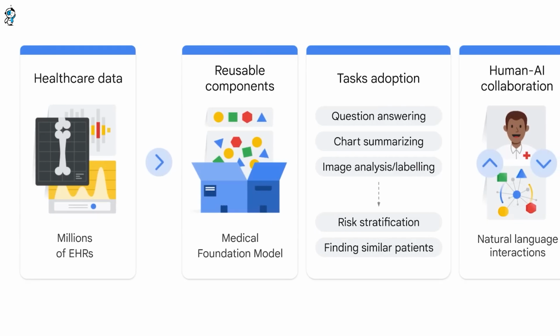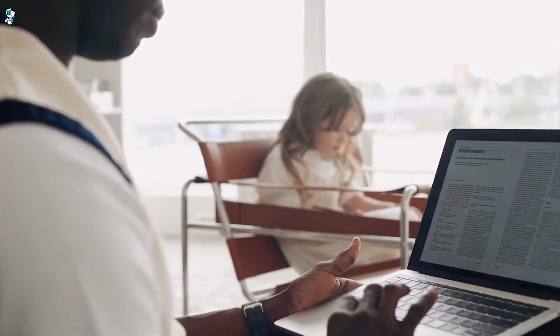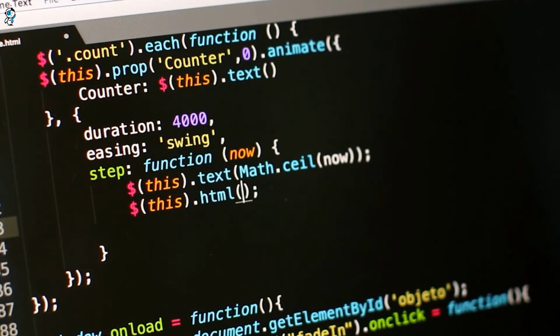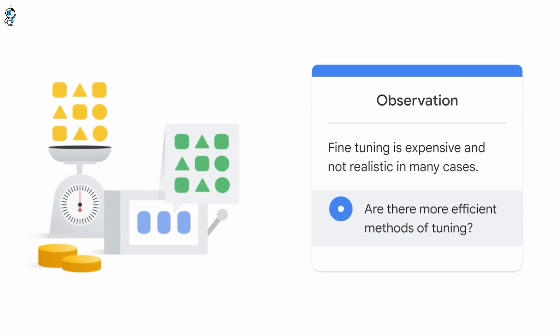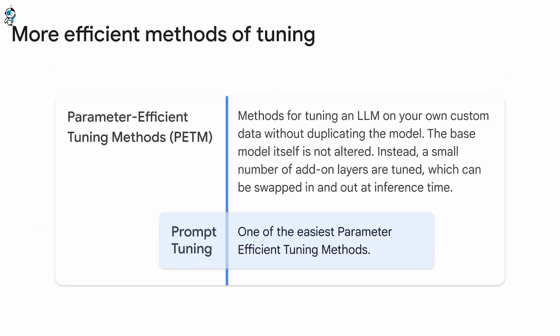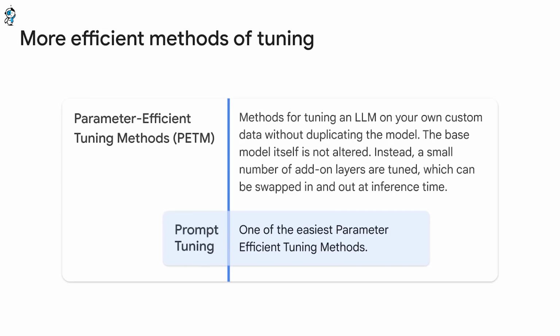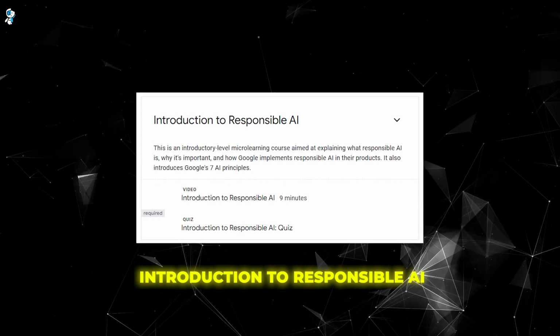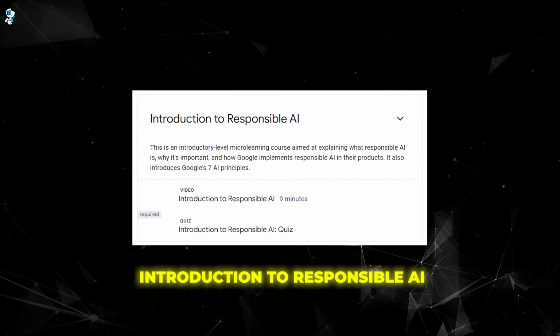The course covers use cases where LLMs excel, like summarizing long texts, translating between languages, and even creating code. We'll also learn prompt tuning, a technique to customize an LLM for a specific task by providing sample inputs and outputs. Exciting stuff! Diving into course number 3, Introduction to Responsible AI equips you with ethical AI development knowledge.